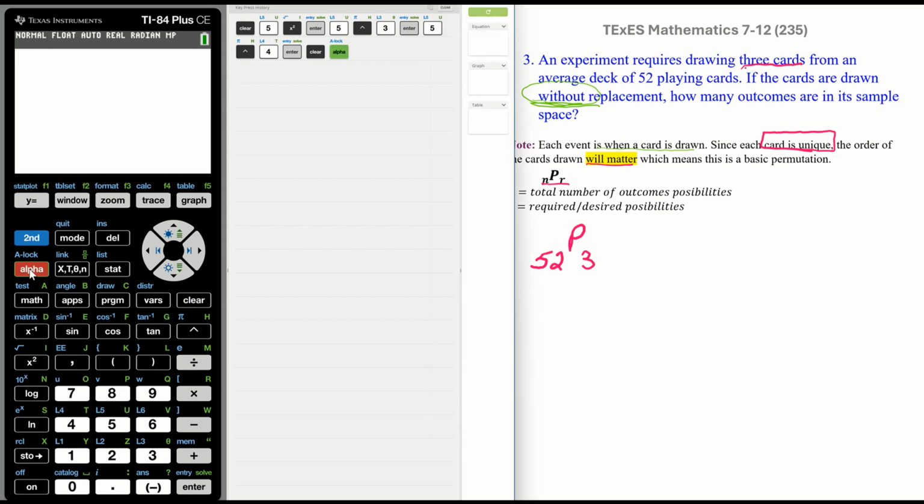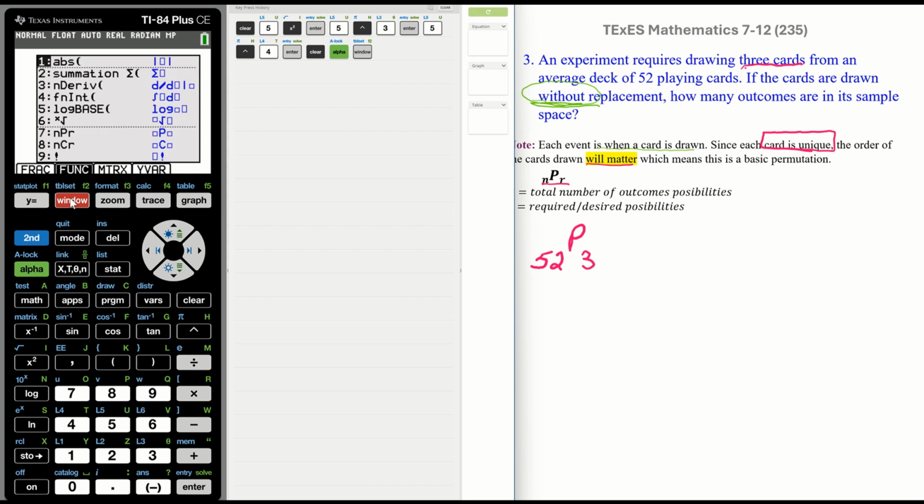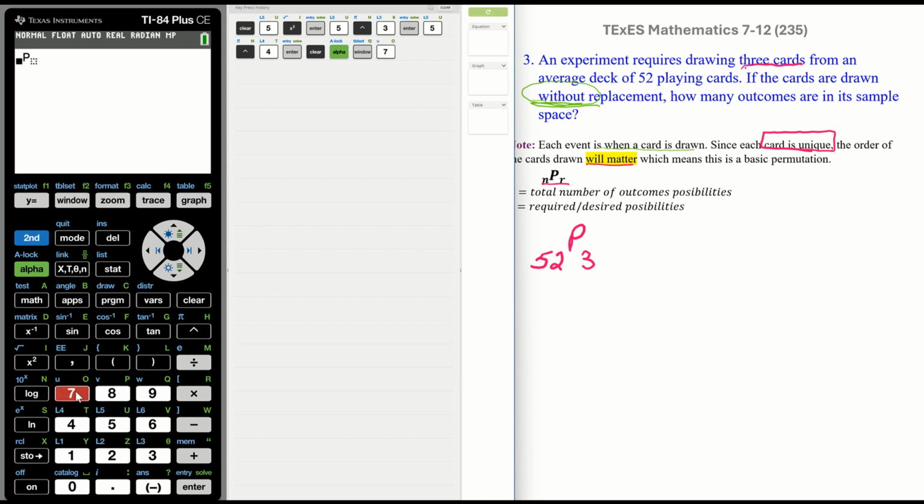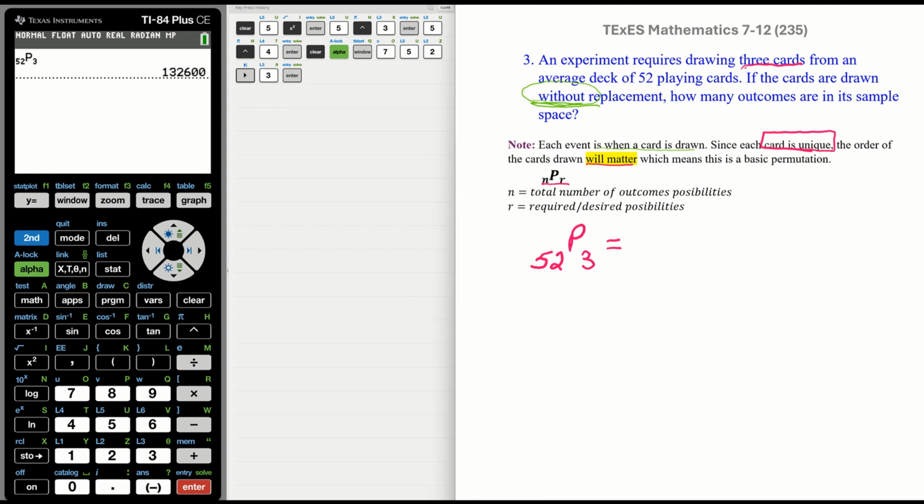So we need to push alpha, window, and we're interested in number 7. So you actually have to push number 7. Our first little box is highlighted, so we push 52, then arrow over. How many outcomes are we interested in? We are interested in those 3 cards. We push enter and we get 132,600. Absolutely, that is our number of outcomes.